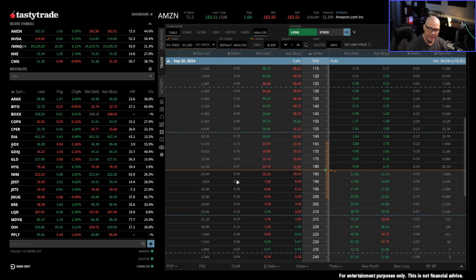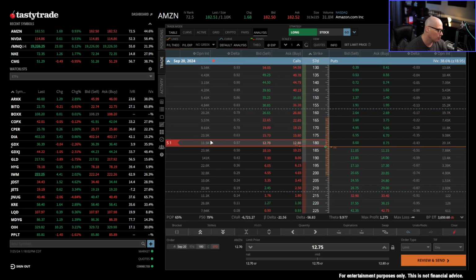As of the end of the trading day yesterday, the open interest on this 180 call here was 11,500 contracts, right? That number is going to be different tomorrow based on what people are trading today. That number could increase, it could decrease.